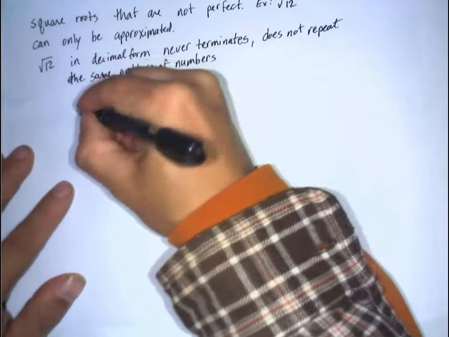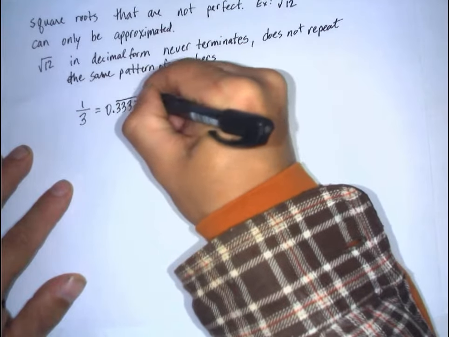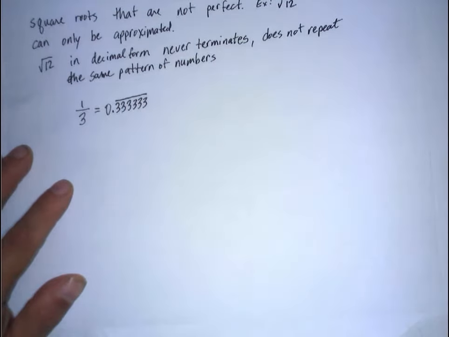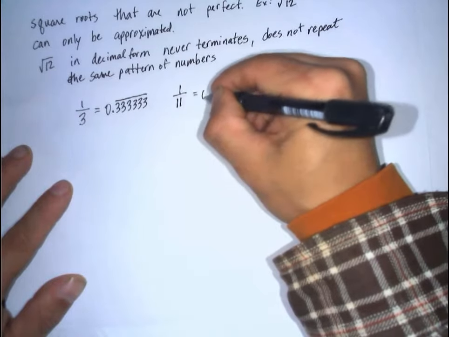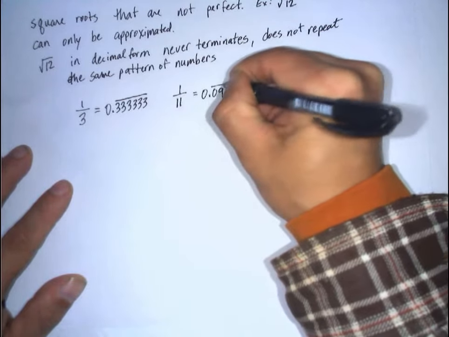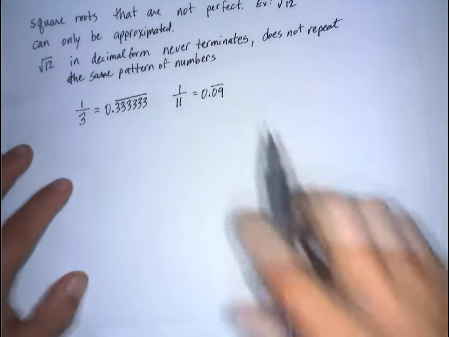For example, in a lecture we said that 1/3 is 0.3333333, and it repeats infinitely forever. Or we said that 1/11 is 0.09 with a bar over it, because 0.09 repeats forever and ever and ever.